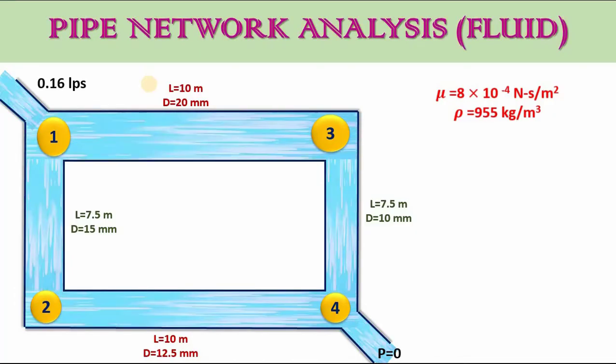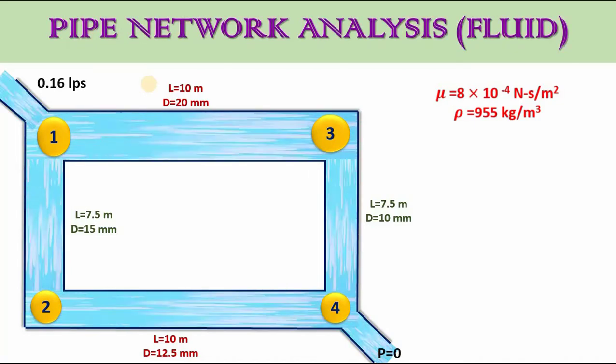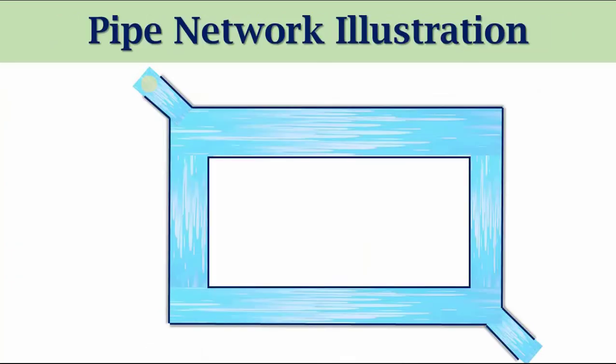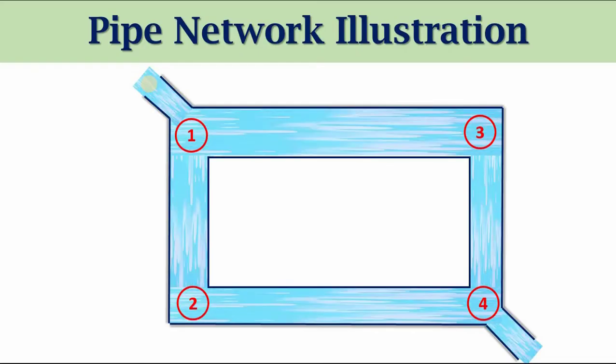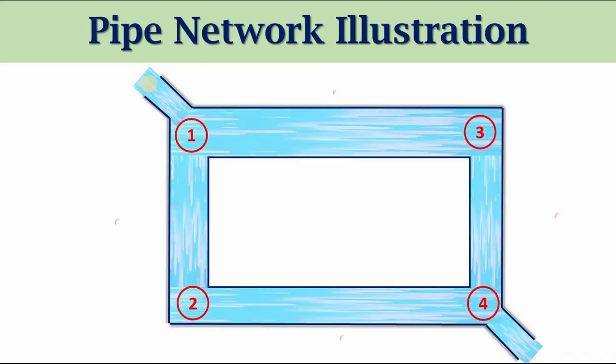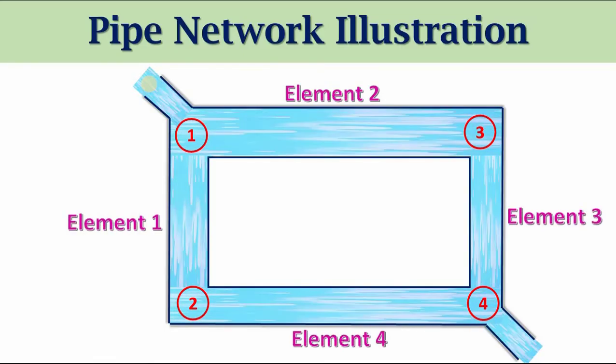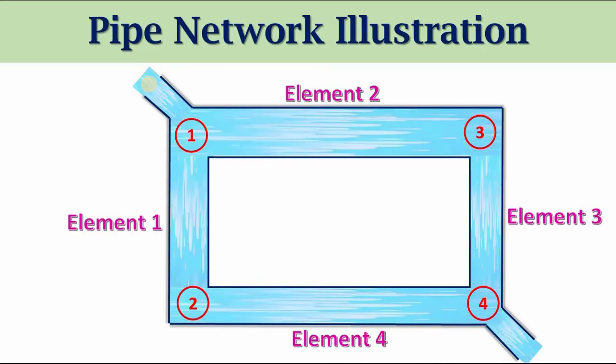Different lengths and different diameters of this particular pipe network are given, and we have to calculate the pressure drop and the flow rate through the pipe. Before going to Ansys software, here is the pipe network illustration. In that, 1, 2, 3, 4 are nodes, but whenever you choose element attributes, there are different lengths and different diameters. Due to this reason, we select 1 to 2 as element 1, 1 to 3 as element 2, 3 to 4 as element 3, and 2 to 4 as element 4. This is the assumption. You can choose 1 to 3 as element number 1, whatever you like.